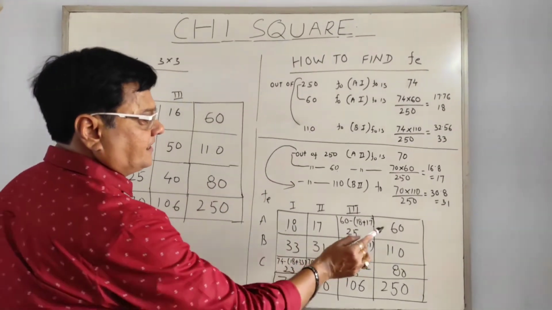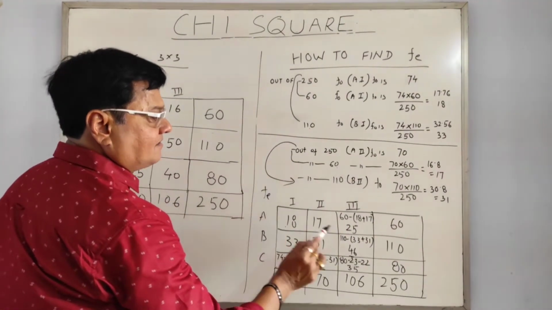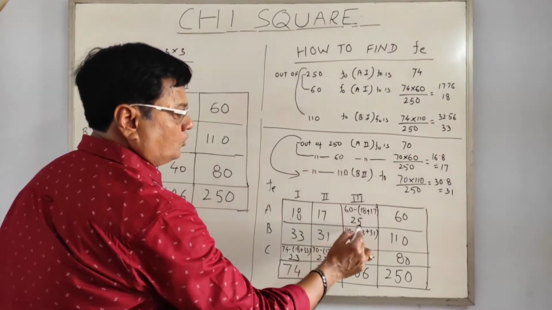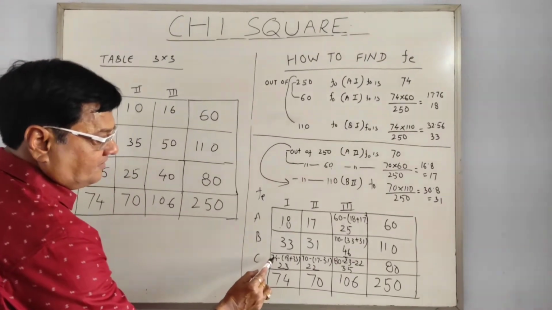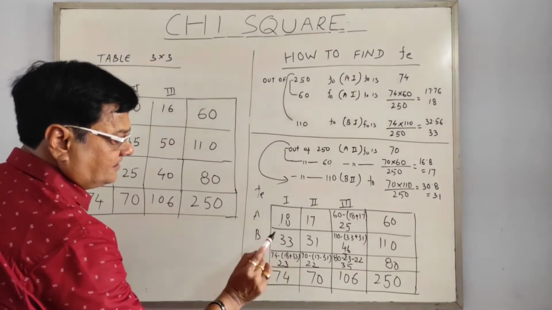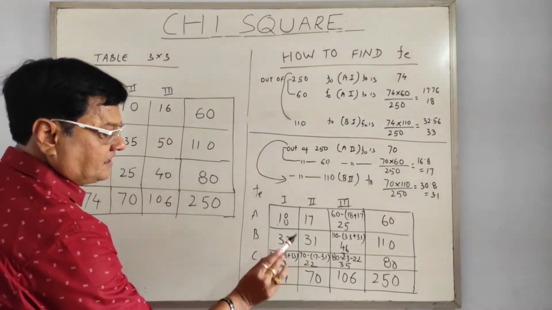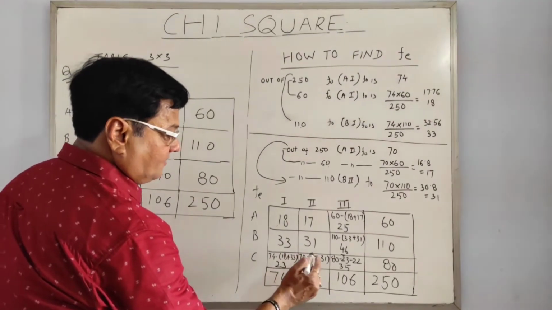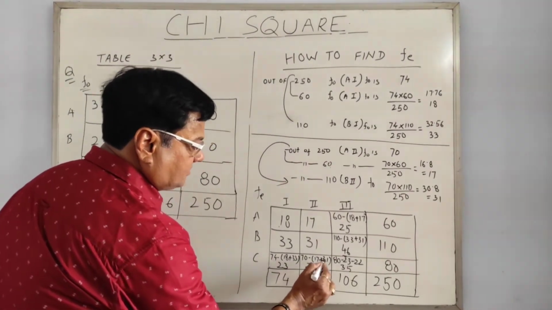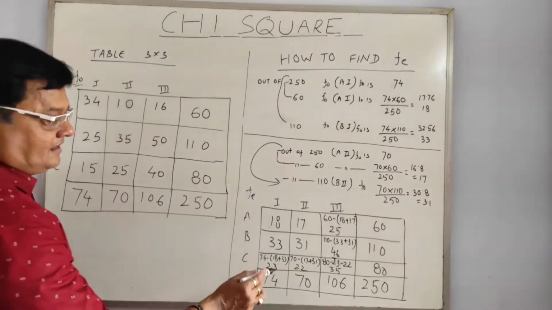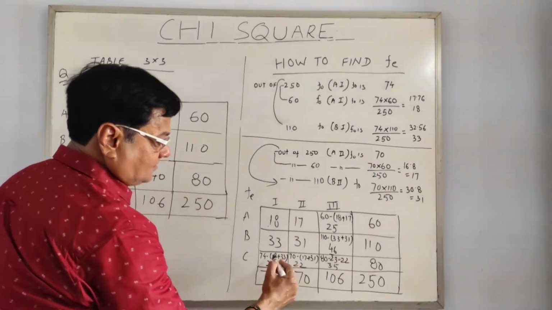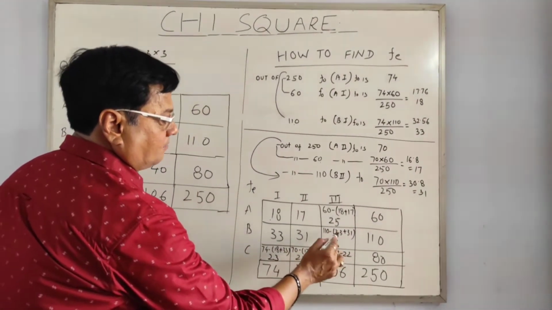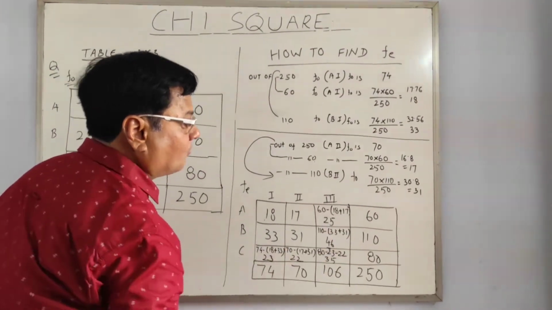The remaining figures we will get by subtraction: 60 minus, under bracket, 18 plus 17, bracket closed, that is 25. Here 74 minus, under bracket, 18 plus 33, that comes to 23. These are completed. Here 70 minus, under bracket, 17 plus 31, that is coming to 22. And then after that 80 minus 23 minus 22, we are getting this figure. And here also 110 minus, under bracket, 33 plus 31, ultimately we are getting 46.